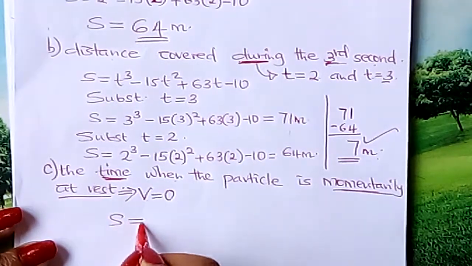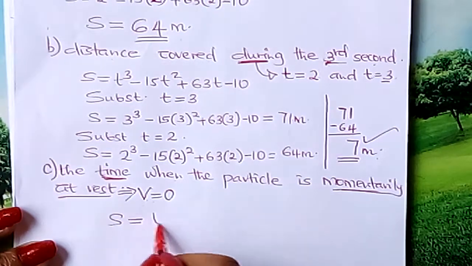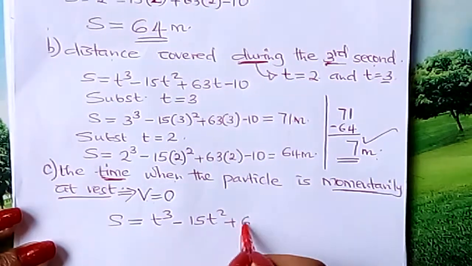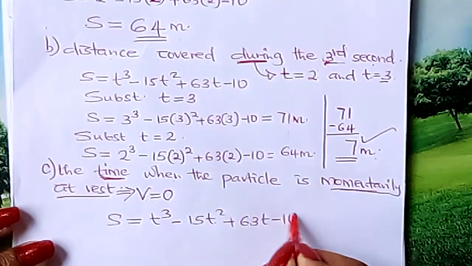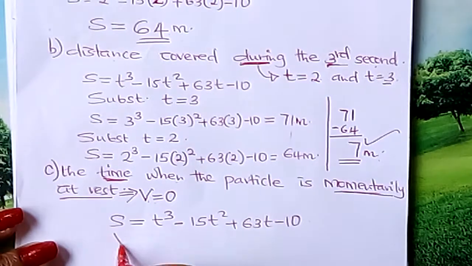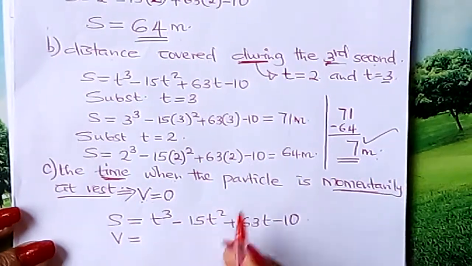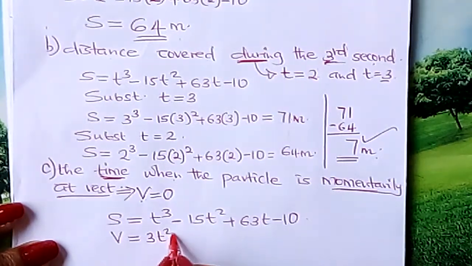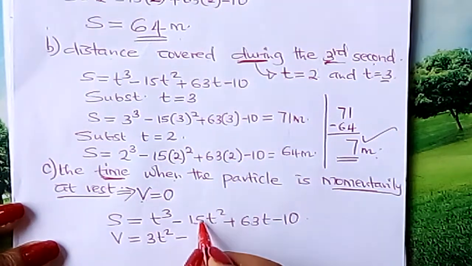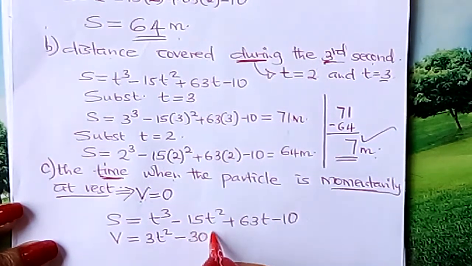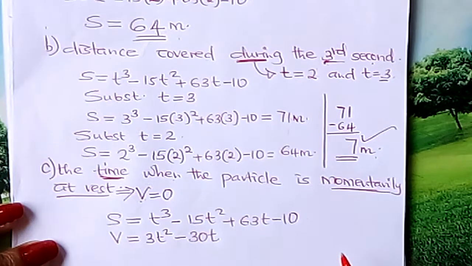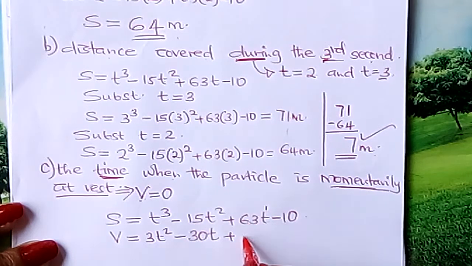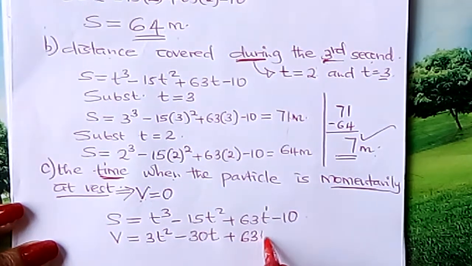You come and first write your expression for distance. There we are, plus 63t minus 10. That is the expression of distance. Get for v, velocity, by differentiating. Differentiate this, drop the 3 and subtract 1 from the power. Drop these 2 here, multiply that, and you remove 1 from the power. This one, if you differentiate here, we had 1, drop it down, you'd get 63t raised to 0.